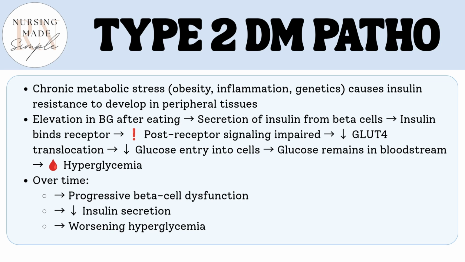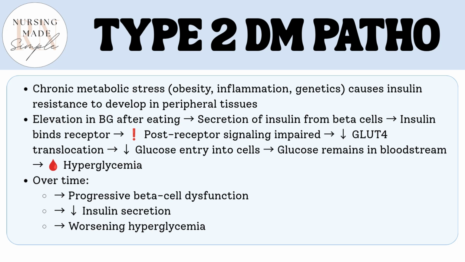And this is typically where a GLUT4 would take that glucose and take it to the cells in order for use, but post receptor signaling is impaired. Therefore, translocation by GLUT4 is minimized. Glucose is unable to enter into the cell and it remains in the bloodstream, which causes hyperglycemia.